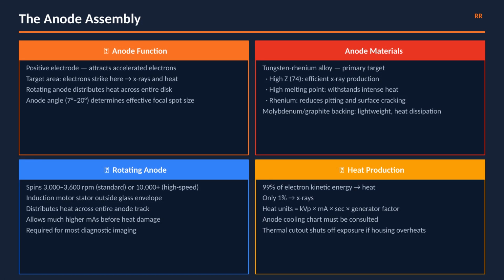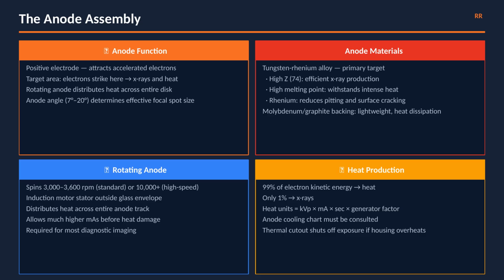The anode has four things the registry tests. Function: it attracts the accelerated electrons, serves as the target for X-ray production, and manages the heat generated. Material: tungsten rhenium alloy is the standard target. Tungsten's atomic number of 74 makes it an efficient X-ray producer. Its melting point of 3,422 degrees Celsius means it can withstand the tremendous heat load. Rhenium is added to the alloy to reduce pitting and surface cracking over the tube's life.